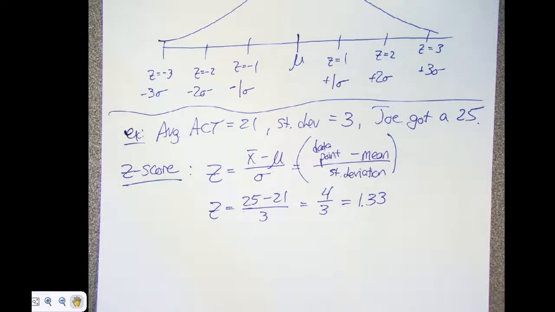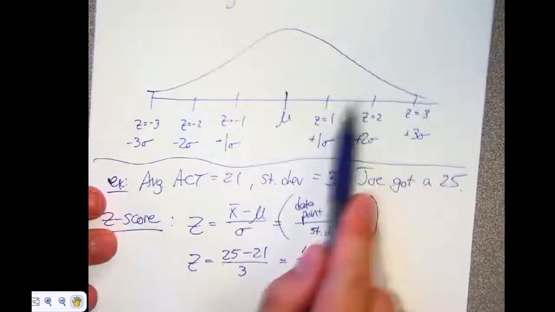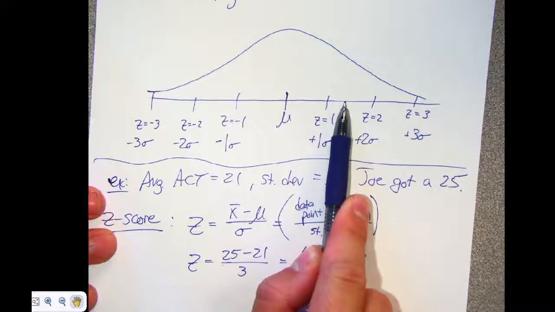Why is my z-score positive? Because it's above the average. Because that person did better. Joe did better than the average score, right? Okay, so Joe would be here-ish on the chart, right?